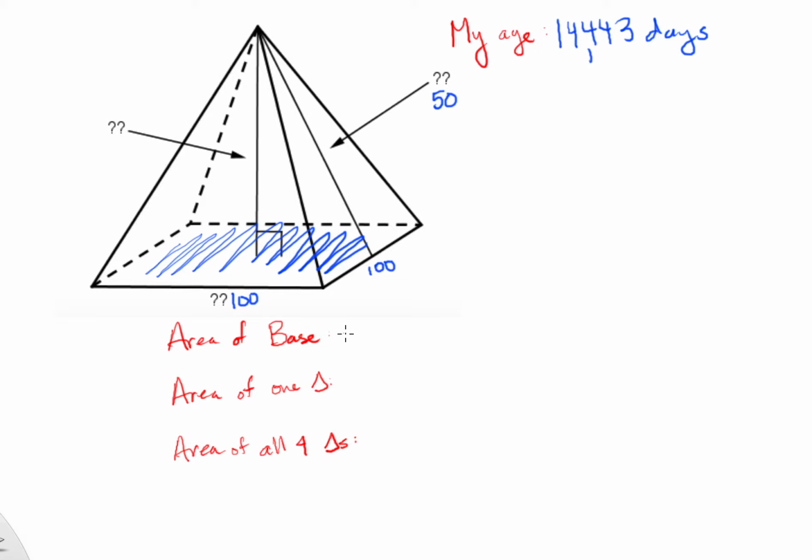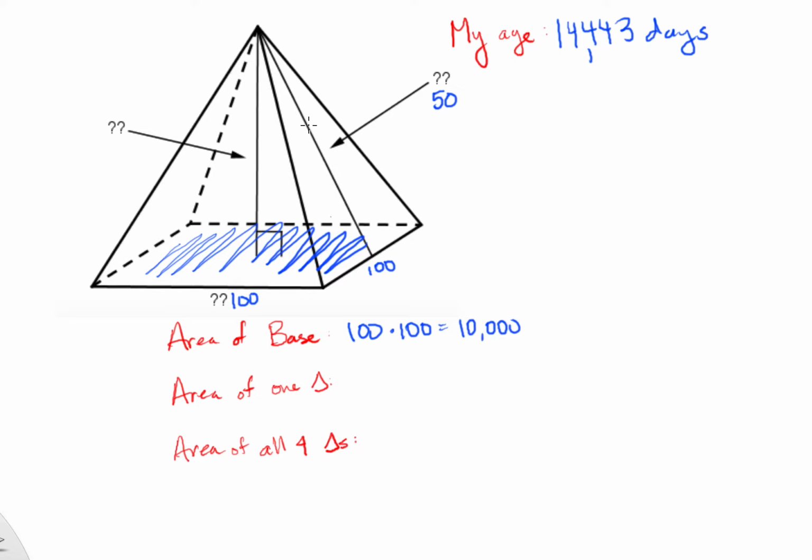Since it's a square, all I do to find the area is take one side of it and multiply it times itself. 100 times 100 would give me 10,000. So the area of that base itself is 10,000. And you can see I'm already pretty close. I'm already about 2/3 of the way to having the total surface area I need.